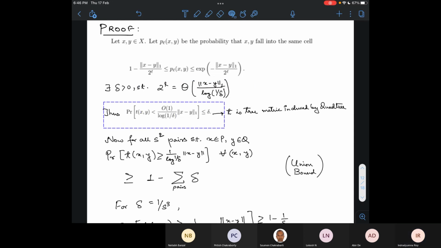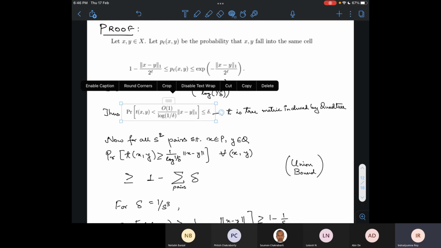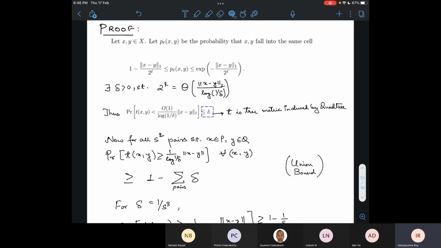So if you put this delta here, then you have this inequality for any pair of points under the tree metric. Delta, remember, is a very small value. Let's have an example: let's say delta is 0.01. Then with probability less than 0.01, this item here becomes 1 by 2 under that delta. So with a very low probability, less than 0.01, the tree distance is within at most half of the actual distance in the original space. So this is the bound that you get.